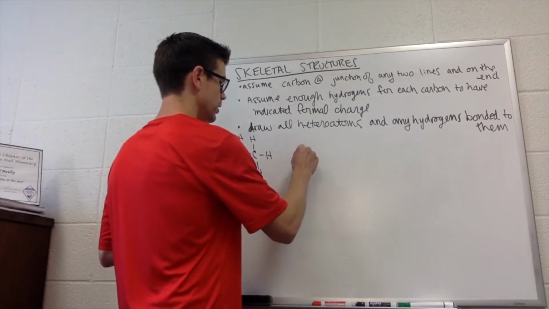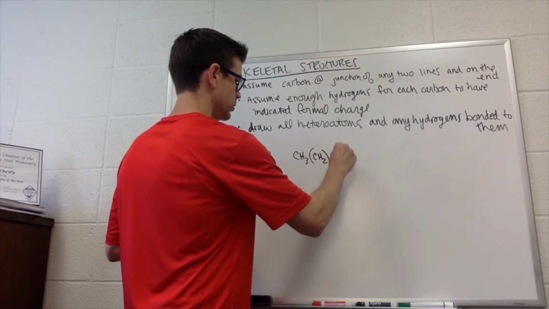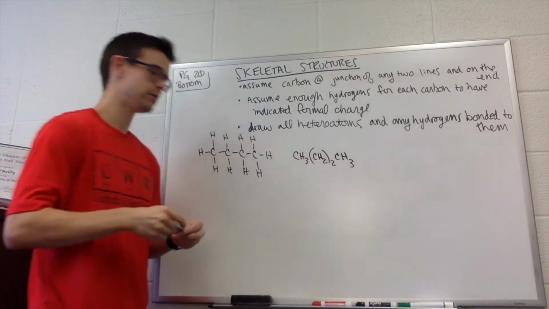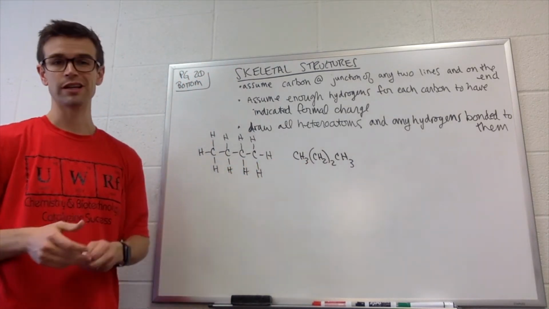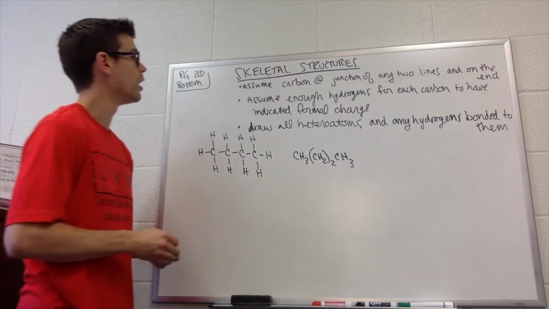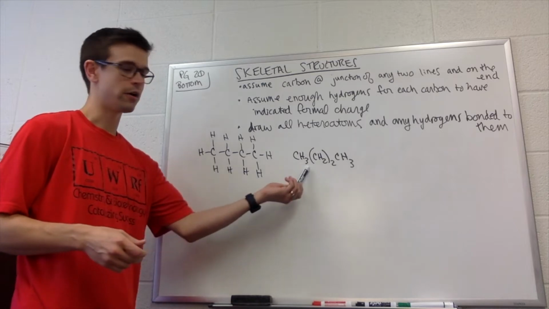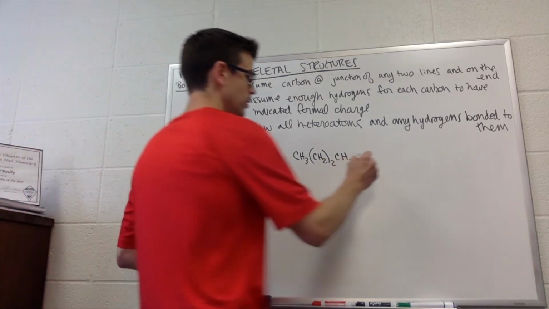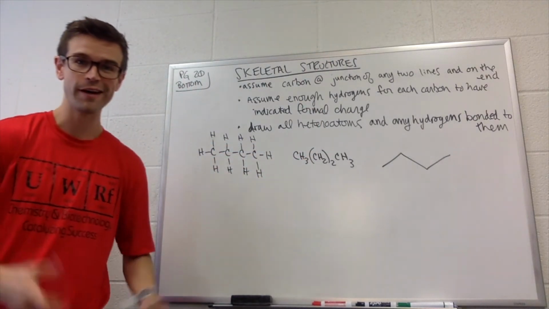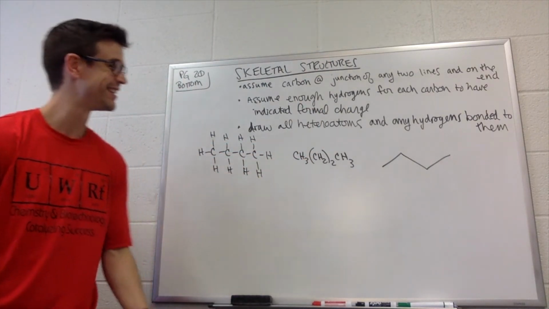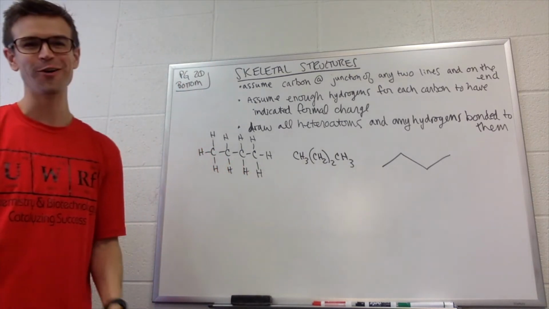How about this? CH3, CH2, CH2, CH3. So that's pretty cool. We got a Lewis structure, we got a condensed structure. Condensed structures are so much faster. What about skeletal structures? You want to know how to draw that in a skeletal structure? Boom, boom, boom, boom. Done. Whoa. How about that? I don't want to waste my time drawing molecules. That's the way to go right there.